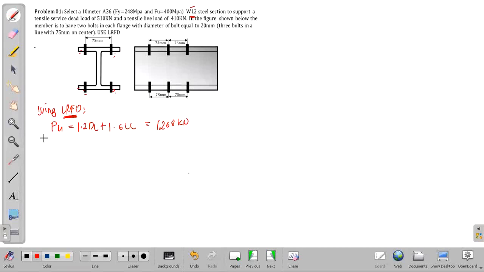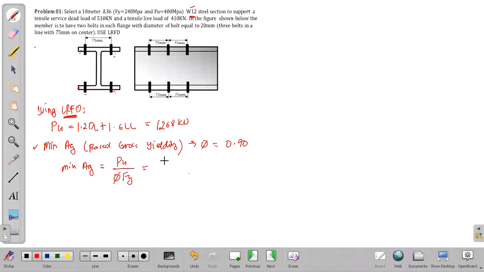Okay? So, we have to calculate the minimum gross area required. So, minimum Ag, based on yielding. Okay? This is based on gross yielding. So, for gross yielding, our phi here is equal to, what is our phi here? That is 0.9. Okay? I hope you still remember that. So, our minimum Ag is now equal to Pu over phi Fy. So, we have Pu 1268 times 1,000, that is in Newton, over phi, this is 0.9 times Fy of 248. So, kindly calculate our minimum gross area.